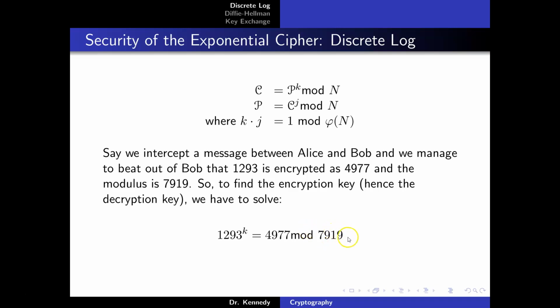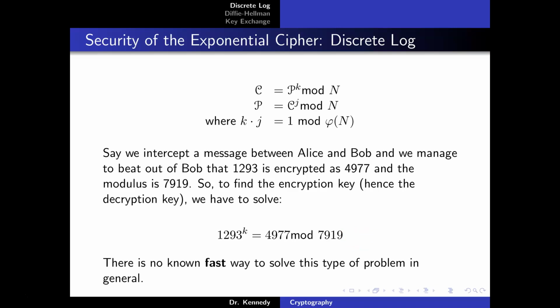But standard arithmetic and modular arithmetic are very different here. There is no known fast way to solve this kind of problem in a general modular system. Basically, our only option is to go at it by brute force, checking one number after another. Well, if I'm working with a very large modulus, that will take way too much time. Okay, so this is good. This gives us a very secure cipher. The cipher itself isn't particularly interesting, but what we can do with it, that's where it gets very interesting.